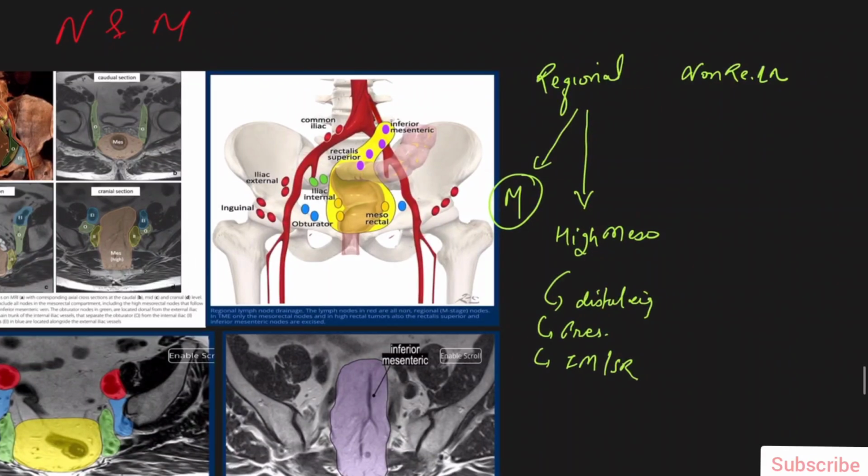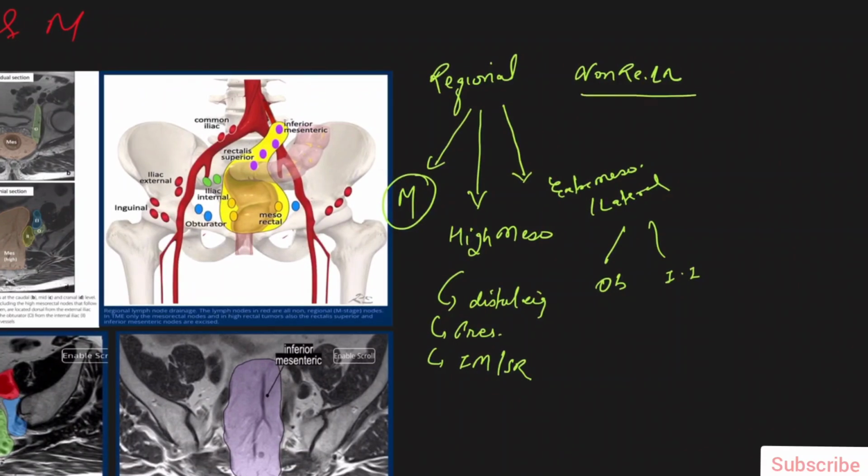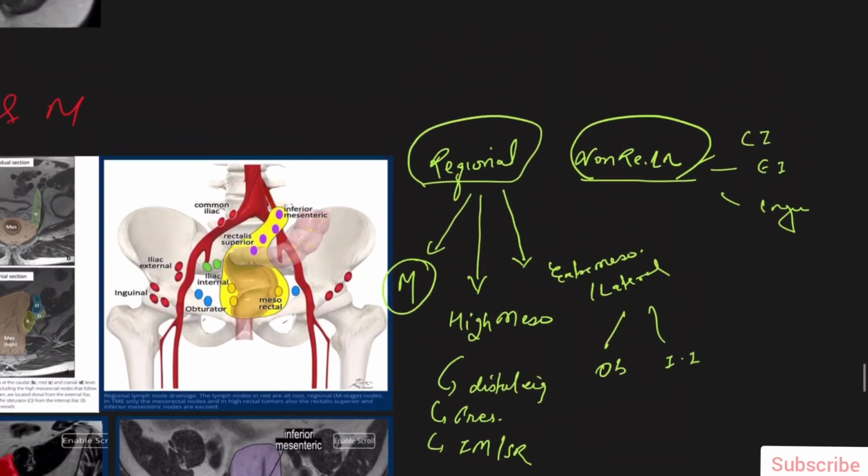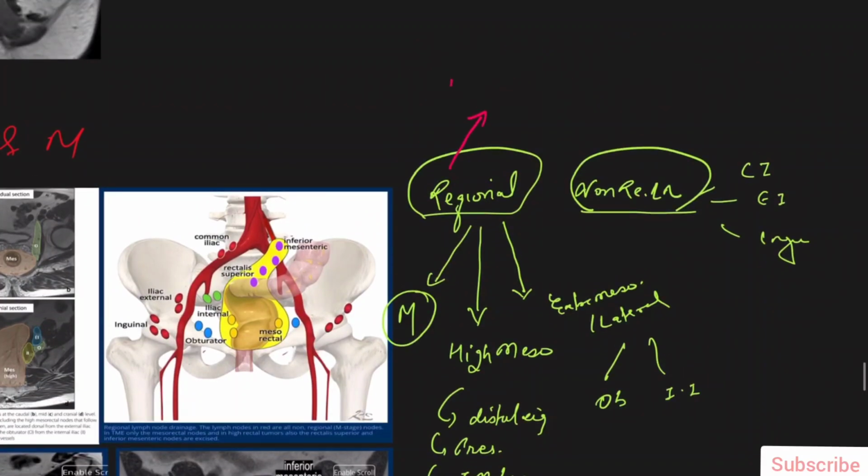The next group of regional lymph nodes is the extra mesorectal or lateral lymph nodes, which include the obturator and the internal iliac lymph nodes. The next ones, the common iliac, the external iliac and the inguinal, are the non-regional lymph nodes. Why differentiate these two groups? Because regional lymph node involvement is N stage, while non-regional lymph node involvement is M stage. It is considered as metastasis.